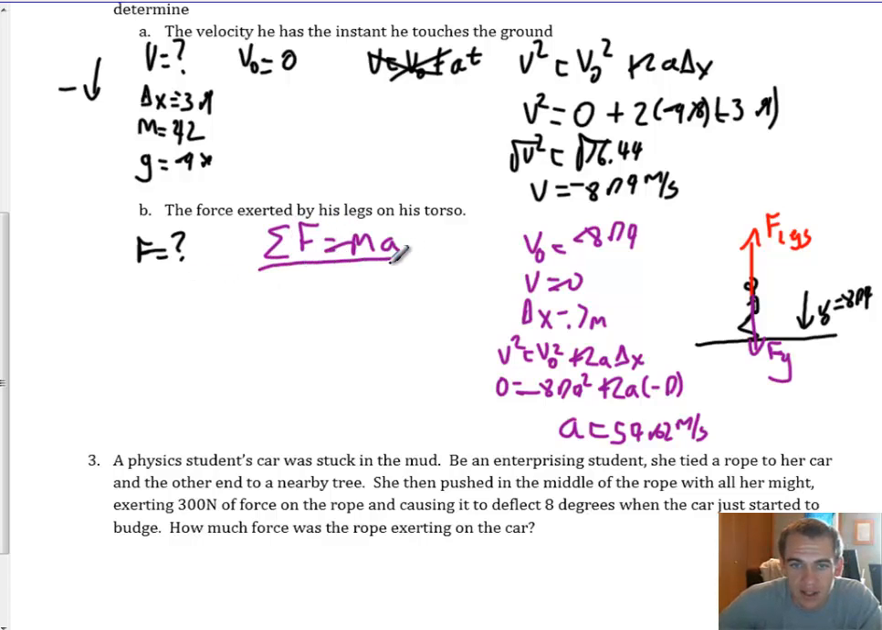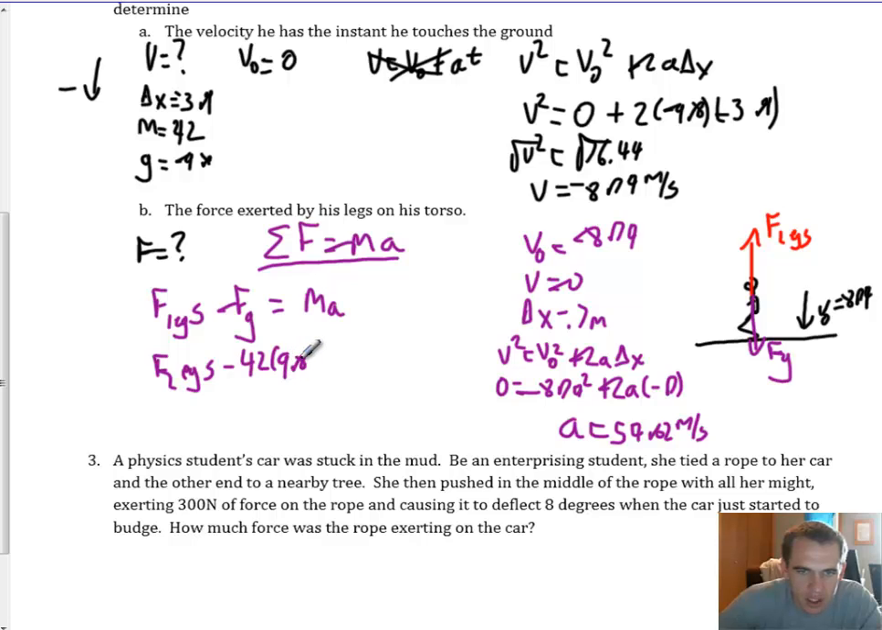There's the force due to gravity, and there's the force that his legs exert. So Newton's second law says net force equals mass times acceleration. So the net force is the force from his legs minus the force due to gravity, which equals mass times acceleration. And so the force from his legs minus the mass, which was 42 kilograms, times the acceleration due to gravity, that's Fg, equals the mass, 42, times the acceleration, which we just calculated to be 54.62.